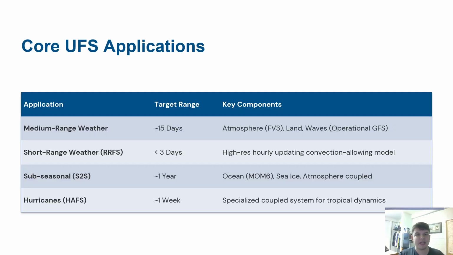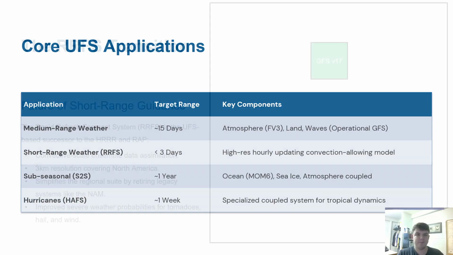So here are the core applications of the UFS. We have medium range weather, that's going to be using the GFS. Short range weather, that's going to be using the RRFS. Subseasonal forecasting, or season to season, that's going to be using the MOM6 model primarily, and the CFS. And then we have hurricanes, the HAFS model. That's for another time, that's for another video, perhaps made by someone else, but essentially the HAFS will be replacing the HWRF and the HMON hurricane forecasting models.